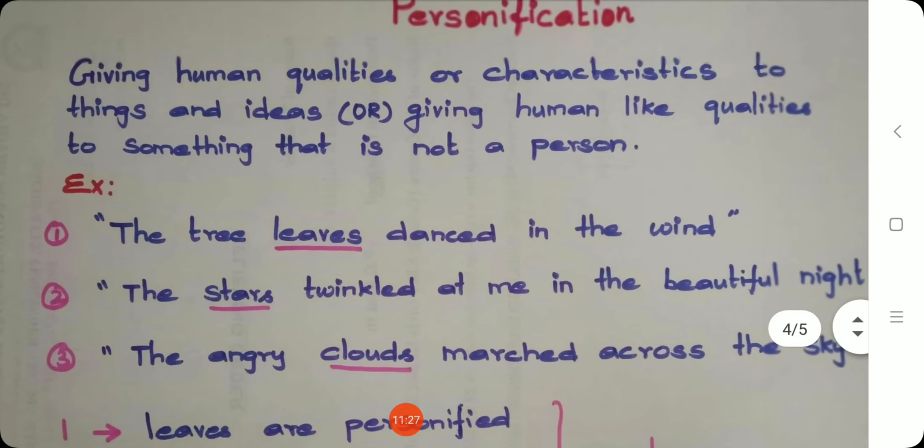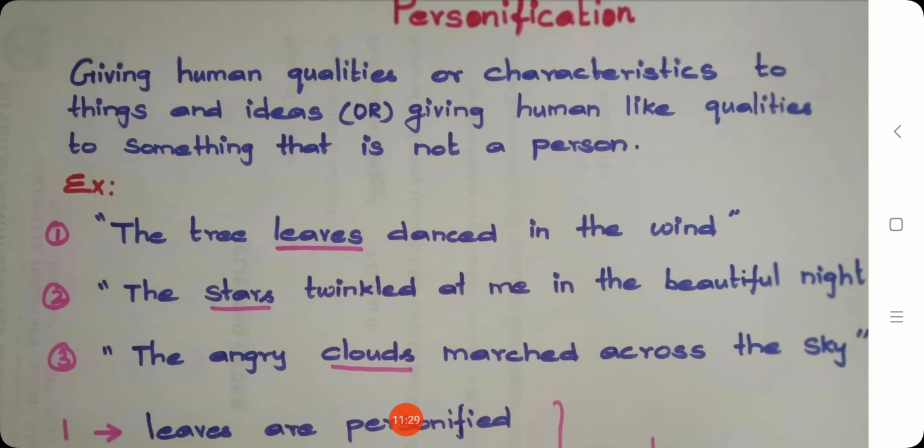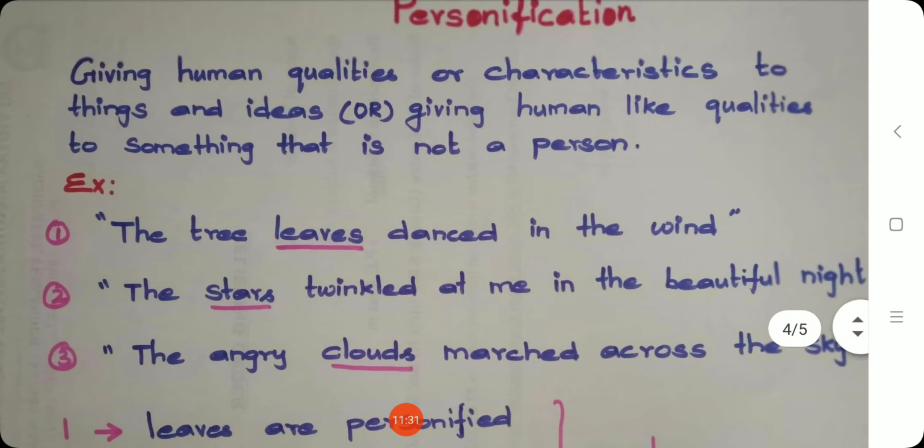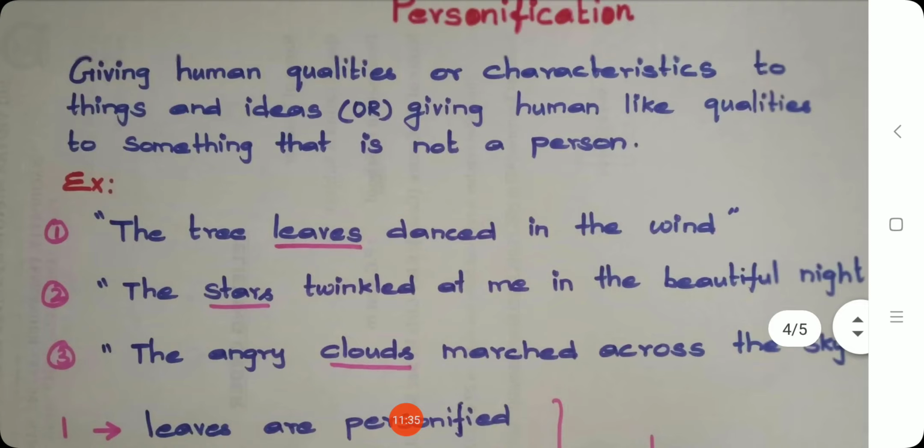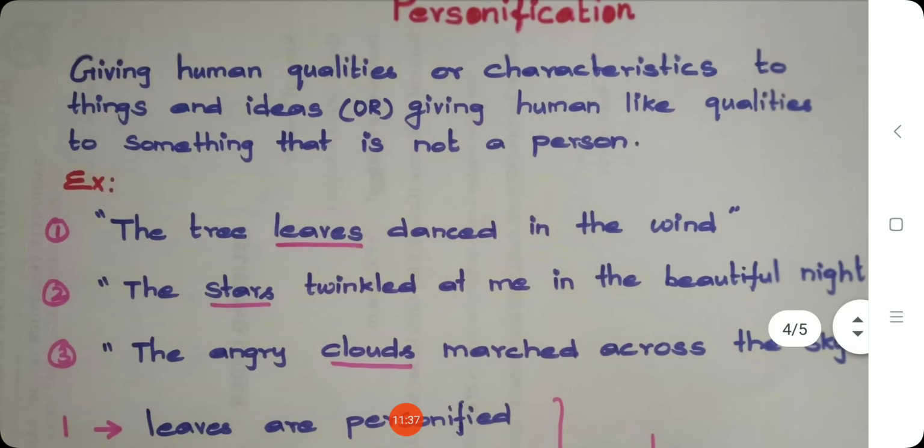So, what is dancing in the wind? Leaves are dancing in the wind. Now I have a question for you. Can a leaf in a tree dance? Will it be able to dance? Definitely it will not be able to dance by itself.